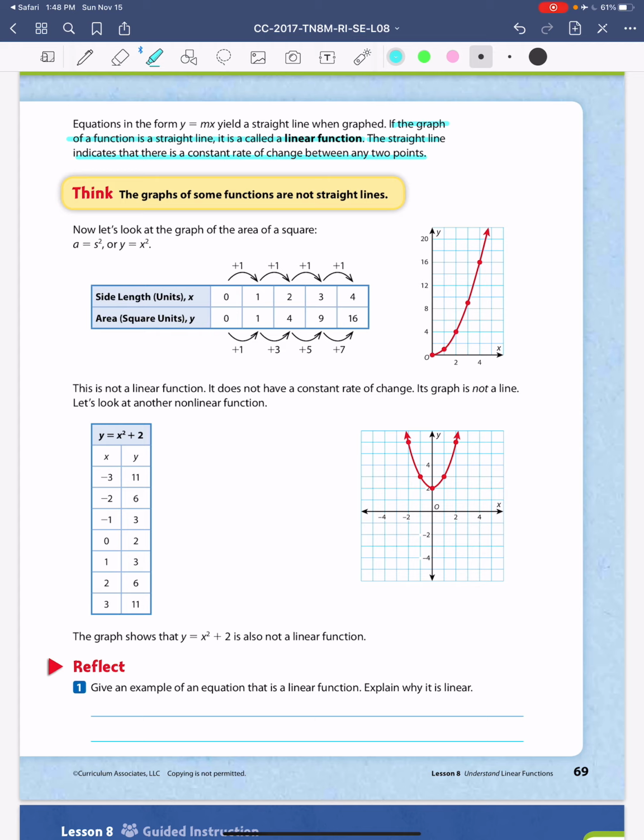Think, the graphs of some functions are not straight lines. Now let's look at the graph of the area of a square. So the area of a square is equal to s squared, or y equals x squared, putting it back in our y equals mx plus b.